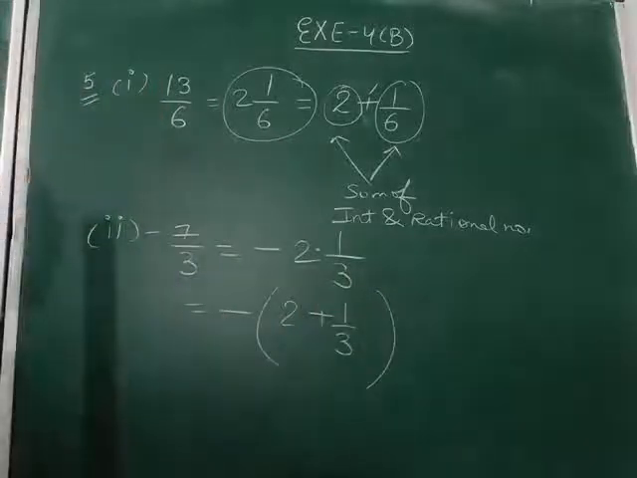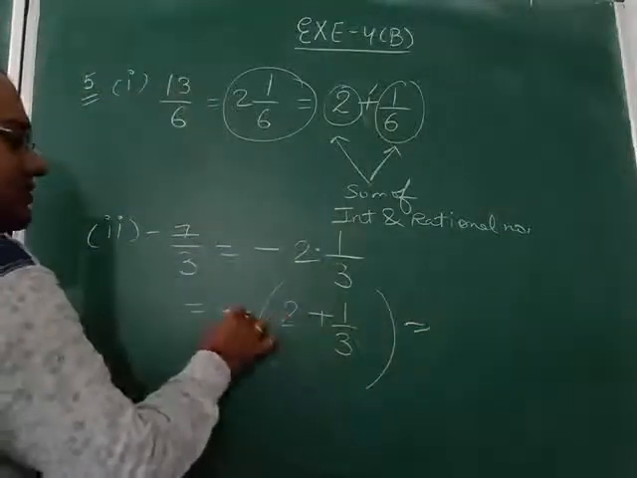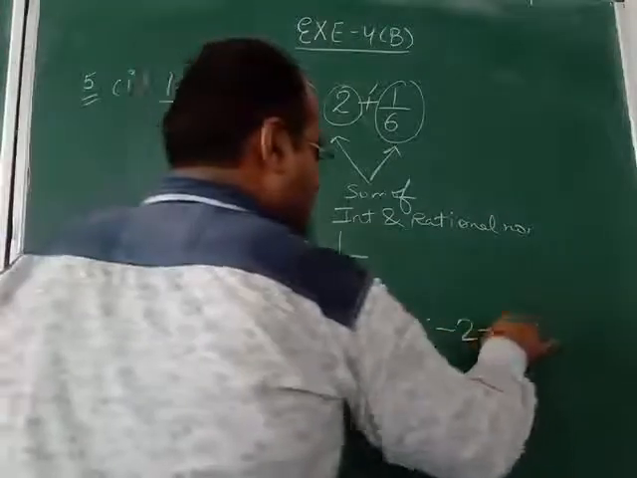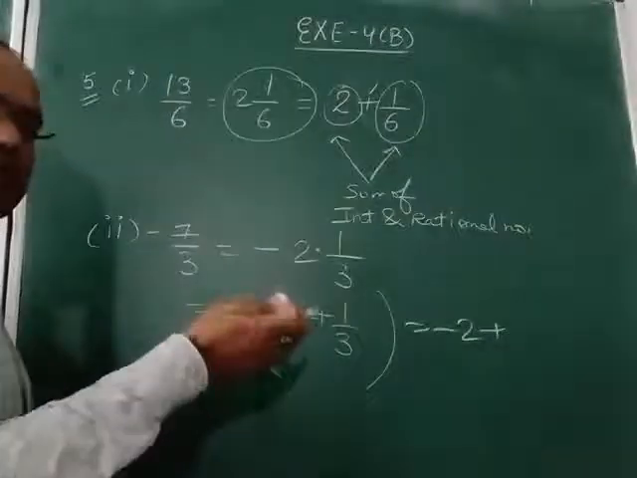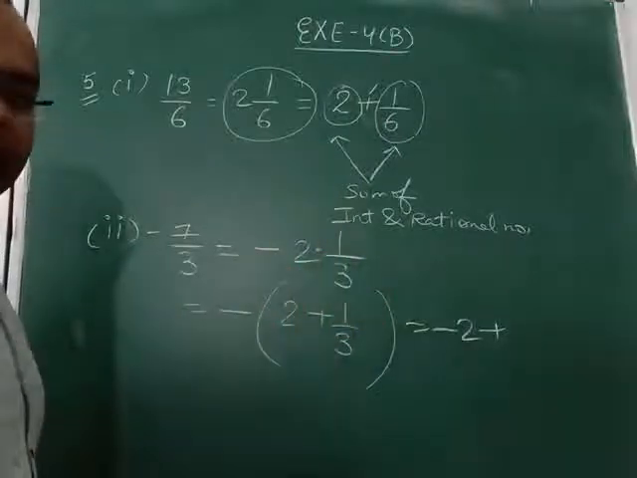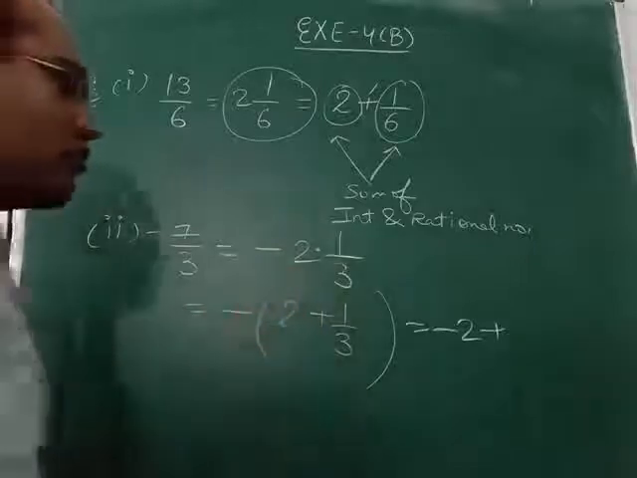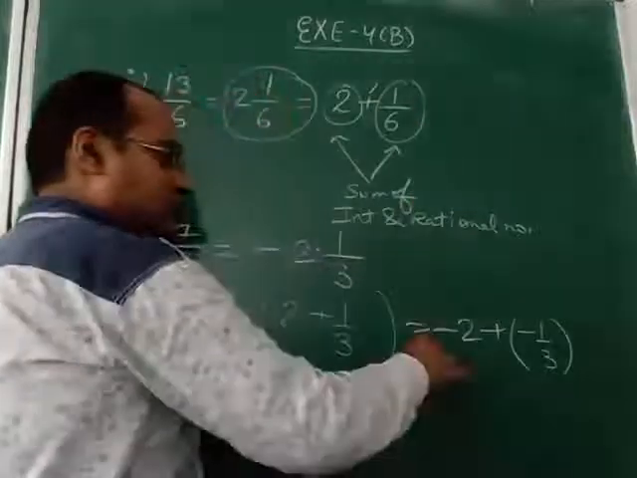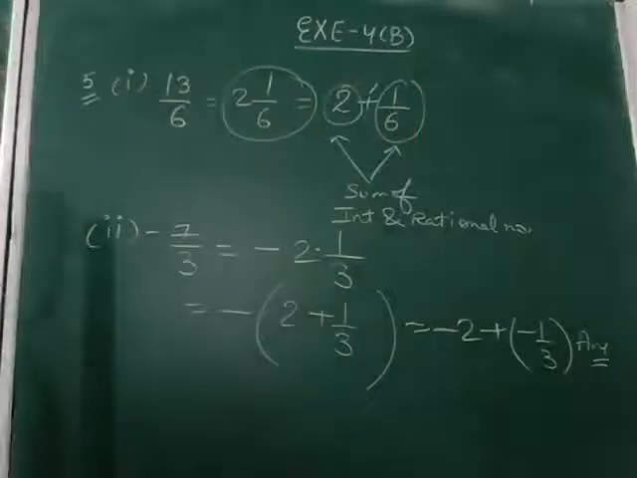Now next step, this minus we have to multiply inside with both the numbers. So when we multiply this minus inside, we get minus 2, and this plus sign we will write as it is, because in the heading of the question it is written we have to show this answer as a sum. Sum means plus, so plus is compulsory. Now this minus will also go inside, so we write this minus with 1. So this will be minus 1 upon 3. So this is your final answer of part number 2. So like this you have to do question number 5.